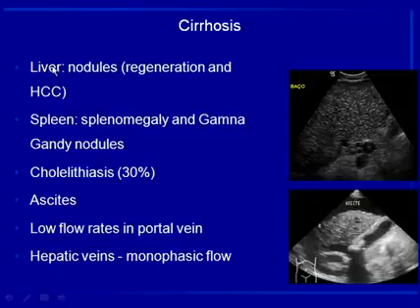In liver cirrhosis, we have nodules caused by regeneration and hepatic carcinoma. In spleen, splenomegaly and gamma-Gandy nodules. Cholelithiasis is associated in 30% of the cases. In most of cases, we have ascites. Low flow rates in portal vein, different from schistosomiasis. Hepatic vein has monophasic flow.